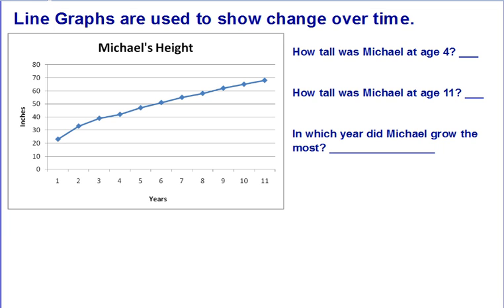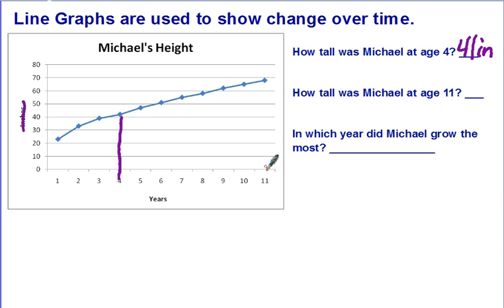Okay? Now line graphs work exactly the same way, but you put a dot for each of your points of information, and then you connect them with a ruler. So we can read it. How tall was Michael at age 4? So here are the ages. Go straight up to 4, go over, it looks like he's between 40 and 50. So I would say maybe 41. 41 what? Well, check your key. 41 inches.